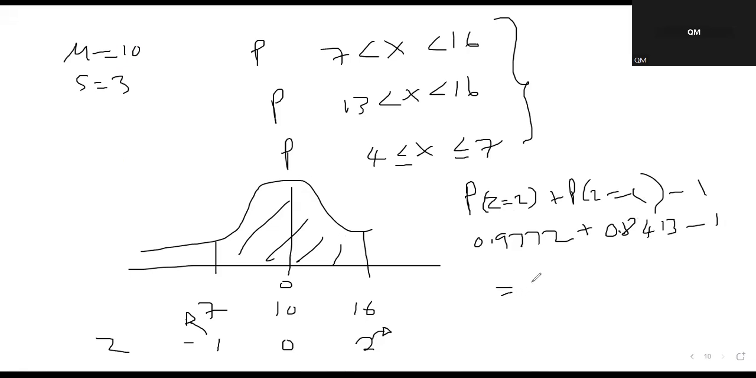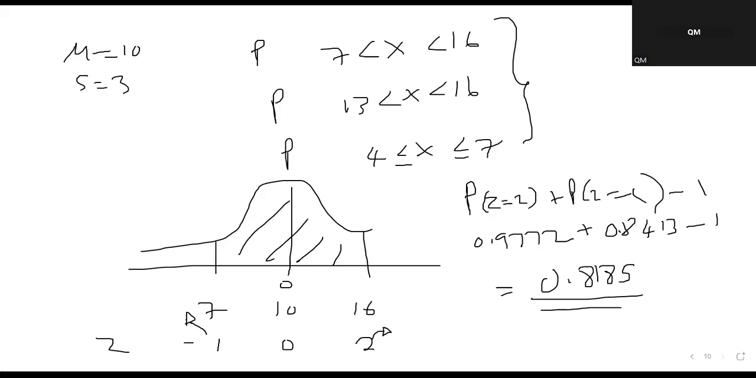So in this case, we're going to say 0.9772 plus 0.8413 minus 1. So we're going to get 0.8185. As long as they're in opposite directions, you add the negative one and the positive one and subtract 1 ultimately.